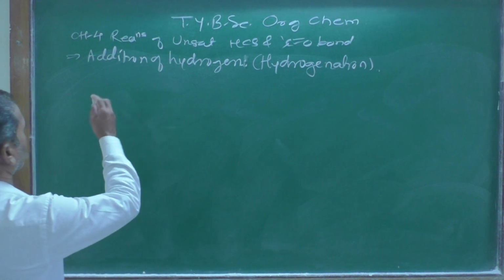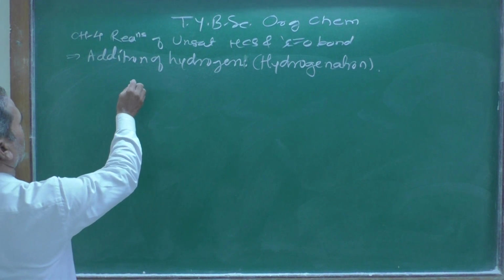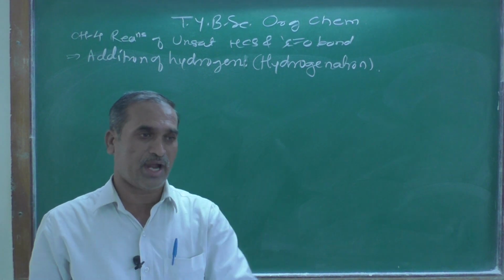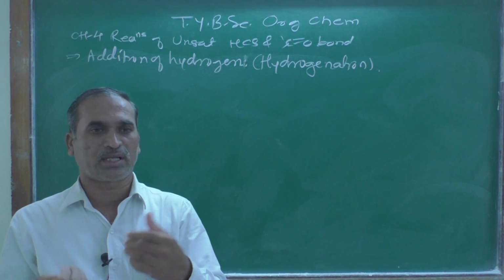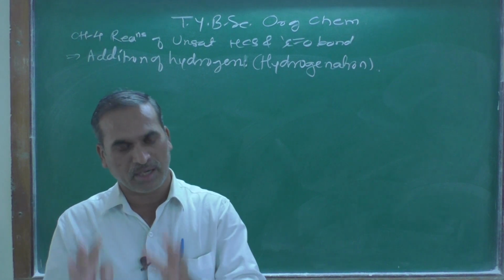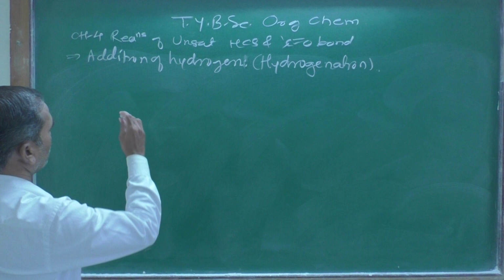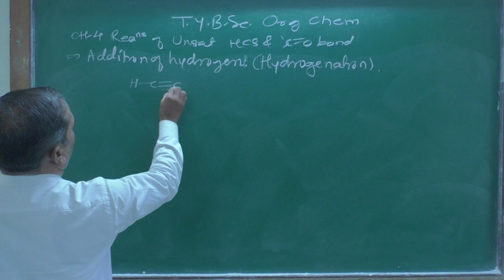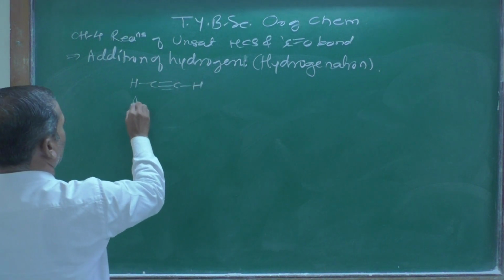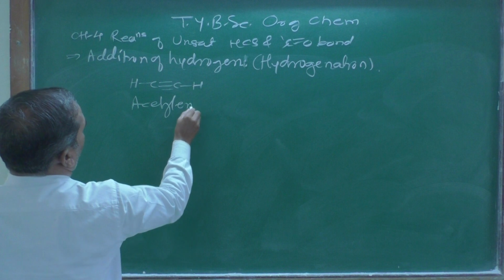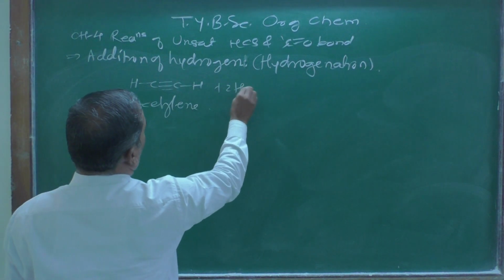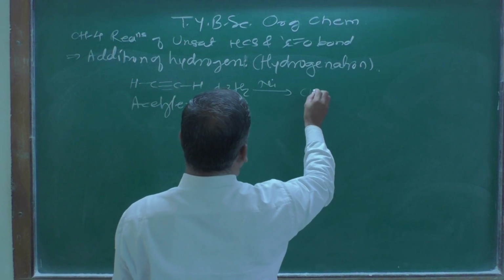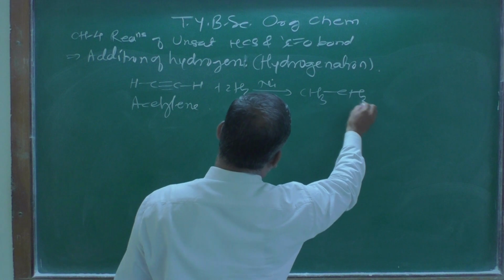Now let us look at an example. This hydrogenation is a syn addition, and whether you take a symmetrical or an unsymmetrical alkyne, the same reaction takes place. Suppose we have HC triple bond CH, the acetylene molecule. It is treated with 2 moles of H2 in presence of nickel. The resulting compound is obtained as CH3CH3, the ethane molecule.